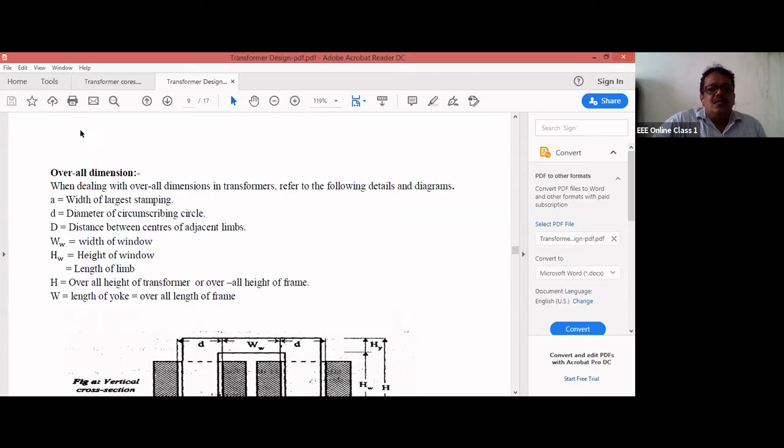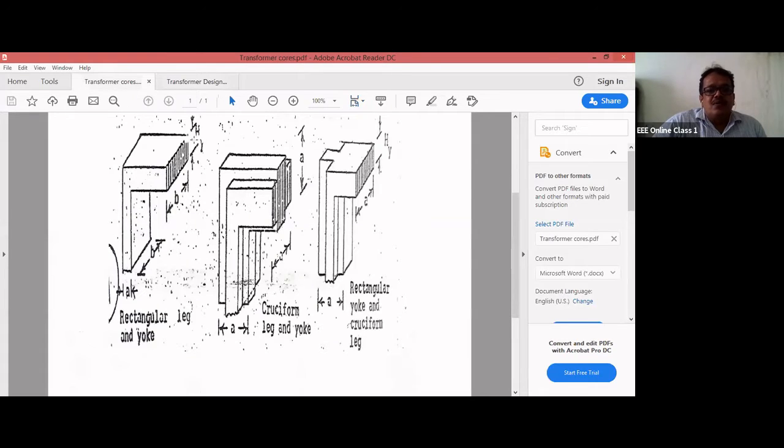Or if you want to see a cruciform core, you can see here, this is nothing but the width of the largest stamping A. This is a cruciform core or two-step core. This is nothing but the width of the largest stamping.